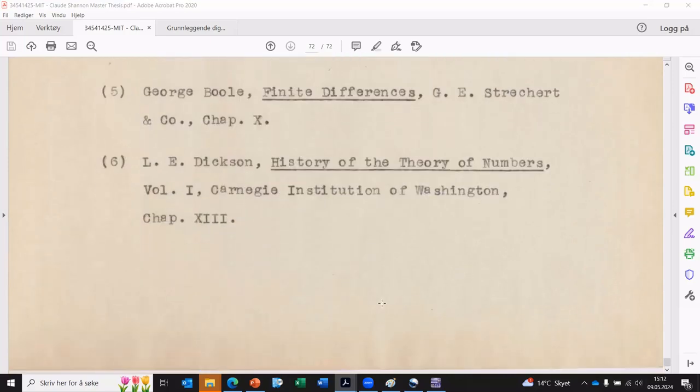What have we been reading the last 30 minutes? Well, it's been Claude Shannon's master thesis, and I have also used Multisim to recreate his great design.